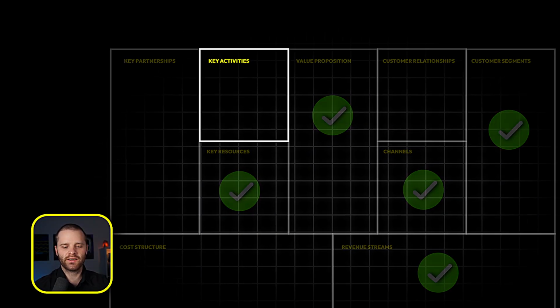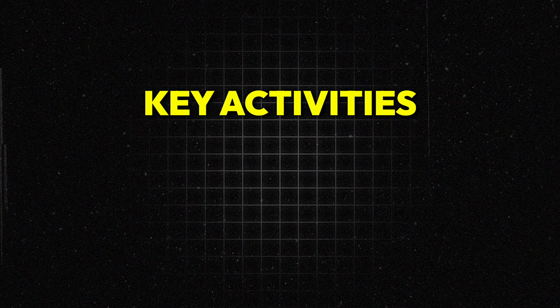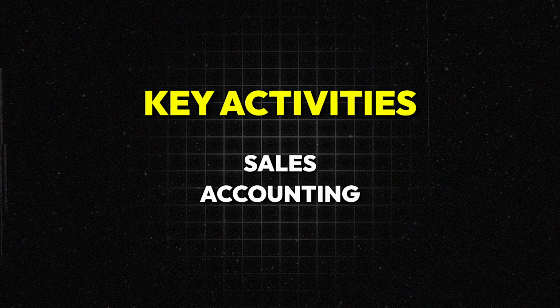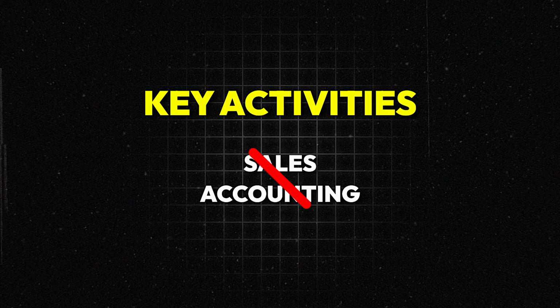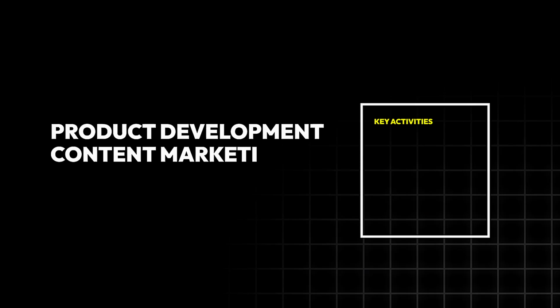Number 7, key activities. What do you do daily? These are the most critical things to keep your startup running. A lot of founders put sales or accounting here. But for an early stage tech product, your key activity is usually building your product and getting feedback. Everything else is a distraction. For Buffer, it was product development and content marketing, mainly writing blog articles.